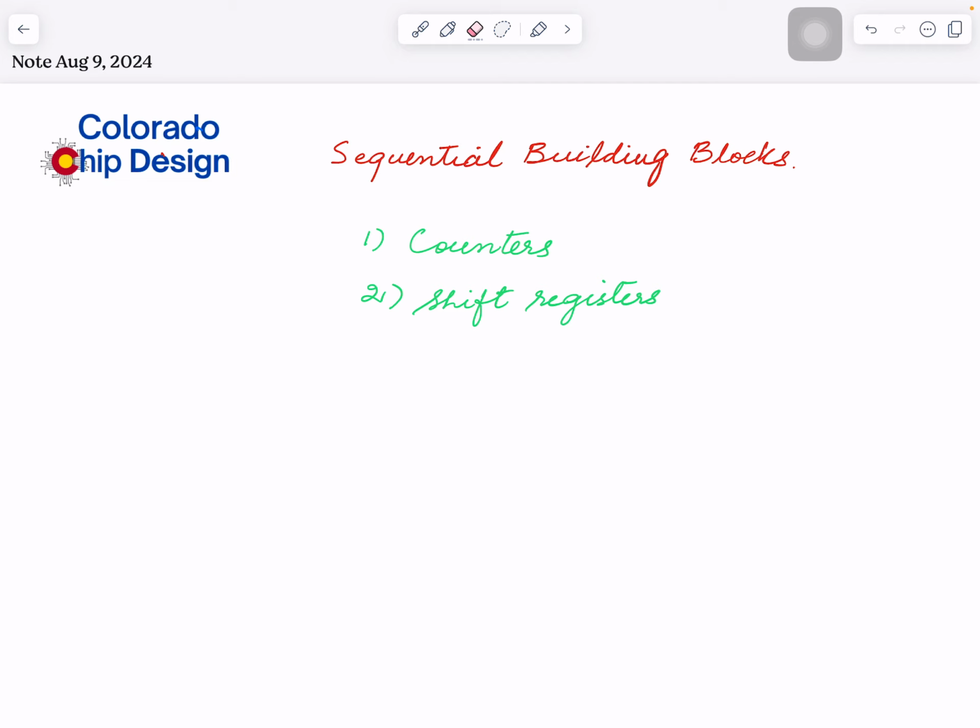Today's video is going to be about some of the building blocks of sequential elements, or our basic sequential circuits that we study: latch and flip-flop. Flip-flop will be the key one that I'll be using most of the time.